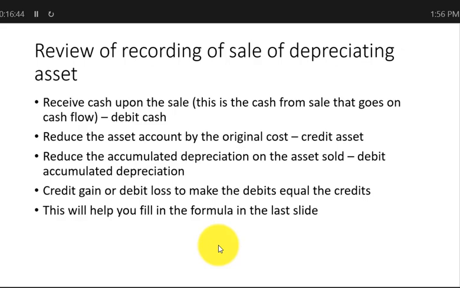Now, just to review, the sale of a depreciating asset, so that if you have to look back at your journal entry to figure out any of the pieces we needed for the last slide calculation. Remember, if we sell it for cash, we debit cash. And this is the cash from the sale. It goes on the cash flow statement. So that part's the easy one.